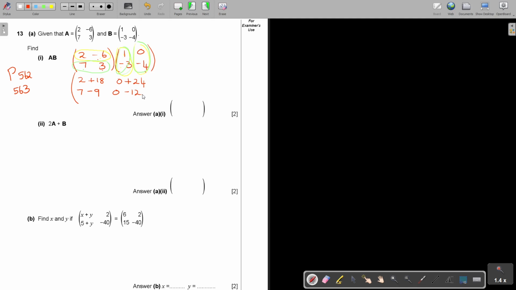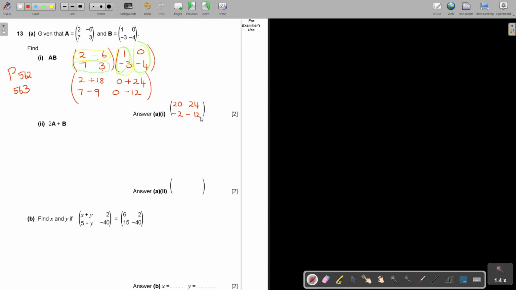And then I'm just going to simplify it. So 2 plus 18, that's 20. And then this plus this is 24. And then this one is negative 2, and this one is negative 12. And that will be my final answer. Okay, not so difficult.